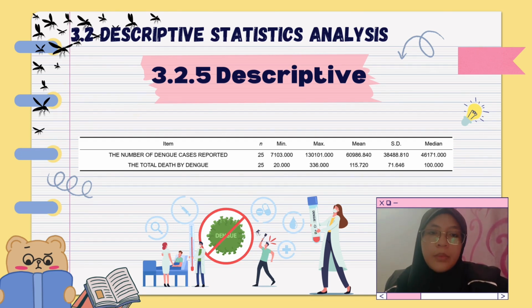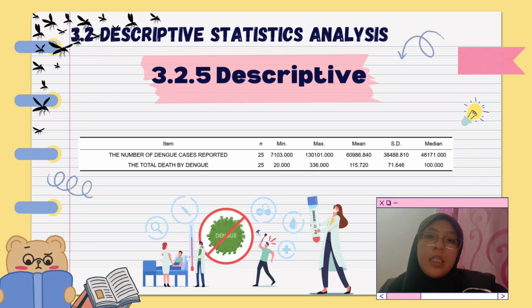And this is the descriptive statistics. For the number of reported cases, the mean is 60,986.84, the standard deviation is 38,488.81 and the median is 41,671. However, for the deaths caused by dengue, the mean is 115.72, the standard deviation is 71.646 and the median is 100.